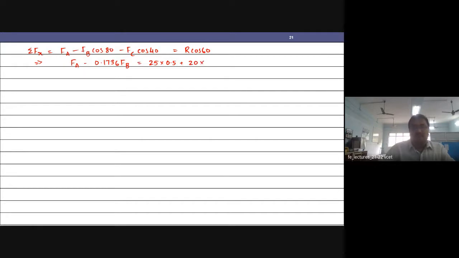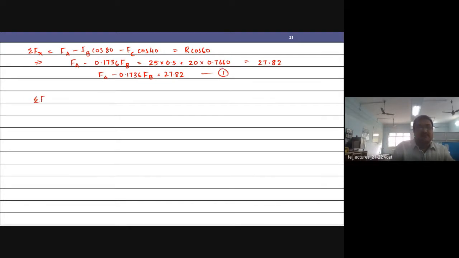20 into cos 40, 0.7660. So that comes out to be 25 into 0.5 plus 20 into 0.766, which is 27.82. So this will be my first equation: FA minus 0.1736 FB equals 27.82.